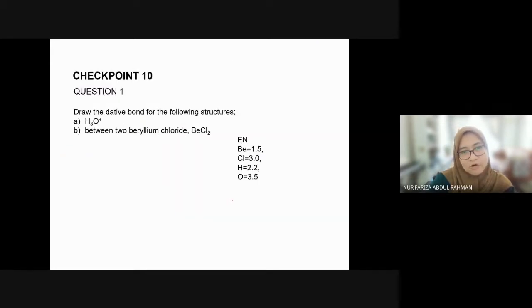Okay, draw the dative bond for the following structures. Okay, guys, maybe you can try out B.